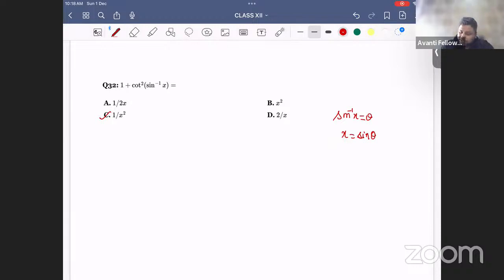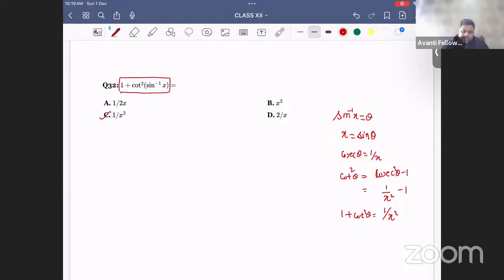Got it? So cosec theta is what? Cosec theta is 1 by x. So cot theta is what? Cot square theta is cosec square theta minus 1. So it is 1 by x square minus 1. So they are asking for what? 1 plus cot square theta, that is 1 by x square. Yes or no? So 1 plus cot square theta is 1 by x square. Simple. This is what they are asking. Am I clear?